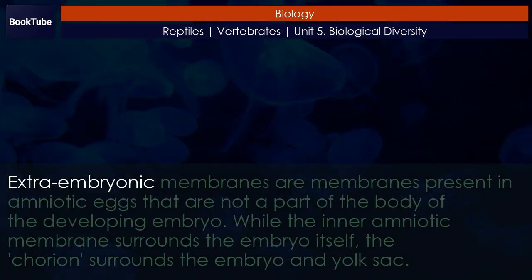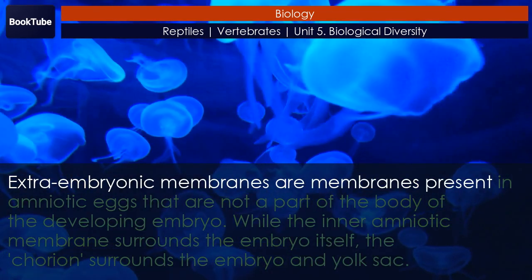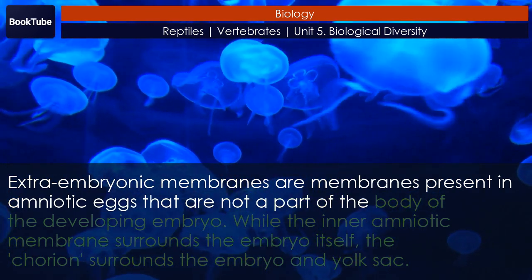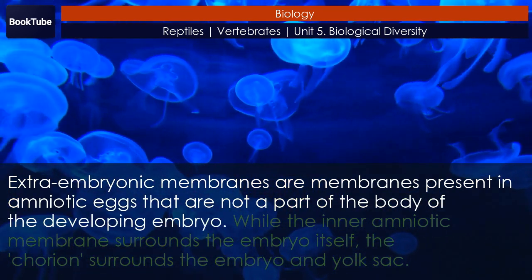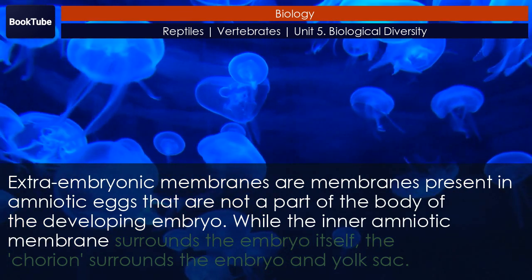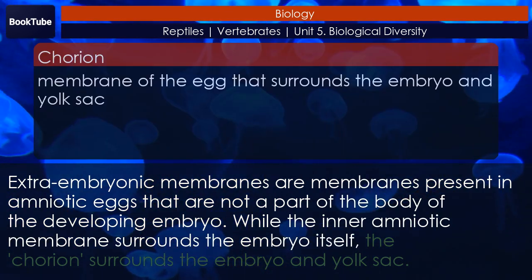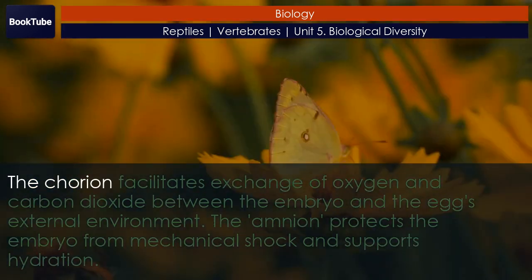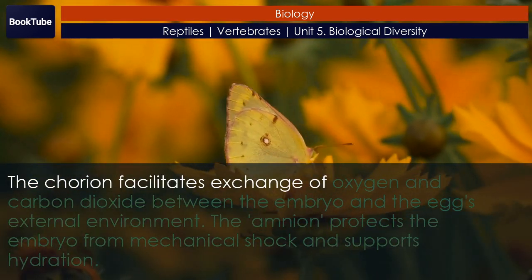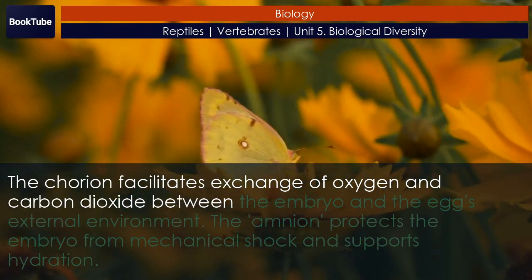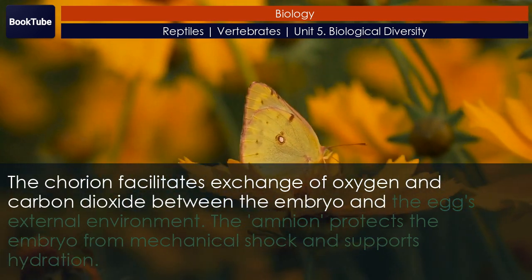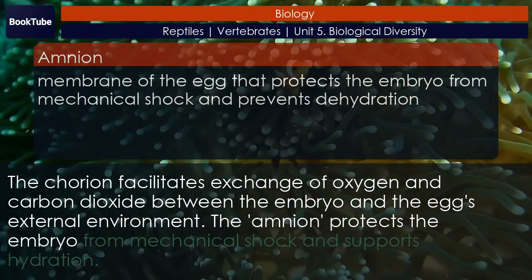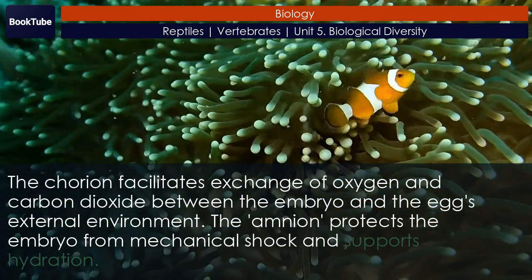Figure 1. Extra-embryonic membranes are membranes present in amniotic eggs that are not a part of the body of the developing embryo, while the inner amniotic membrane surrounds the embryo itself. The chorion surrounds the embryo and yolk sac. The chorion facilitates exchange of oxygen and carbon dioxide between the embryo and the external environment. The amnion protects the embryo from mechanical shock and supports hydration.